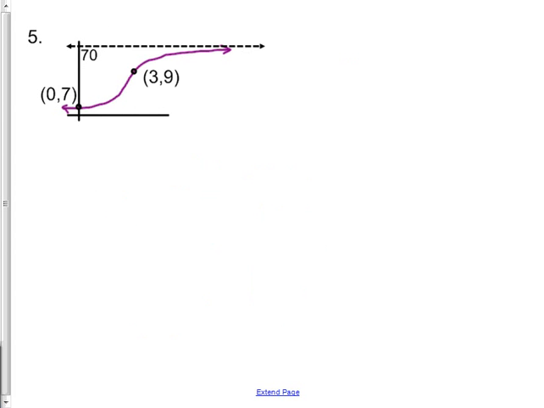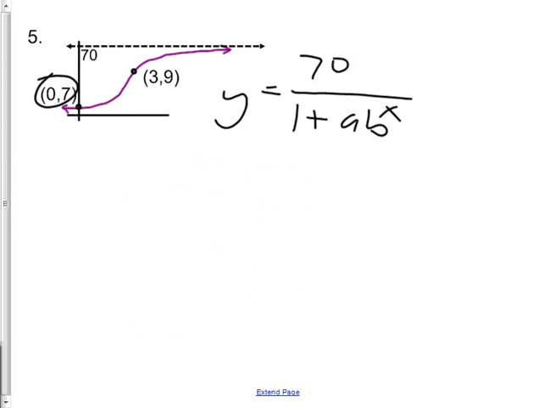Please stop talking. Focus. All right, on this one, you start with y equals, and then we need the limit at the top, 70, over 1 plus a b to the x. And the a, you cannot just take this 7 and stick it in. That's the kind of problem that won't work. X is 0, y is 7. Nope, the b is gone because it's b to the 0.